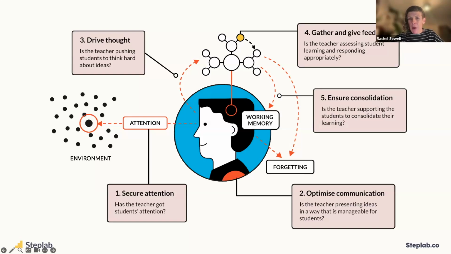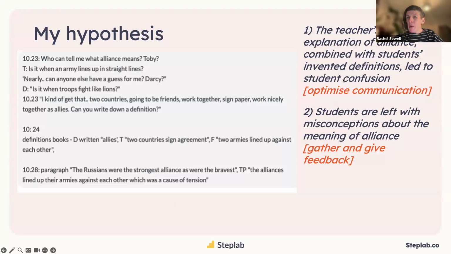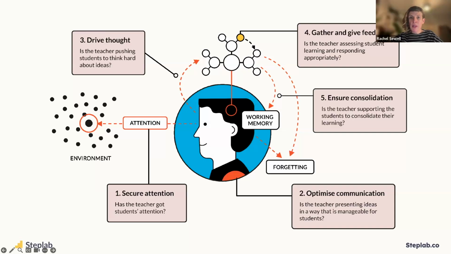So to go back to those hypotheses that I was thinking about, do I work first of all on optimizing communication and making sure that students hear really clear, accurate explanations? Or do I work on gathering and giving feedback? Well, I can use this model to help me decide, because I can see that actually there is literally no point working on supporting a teacher to gather and give feedback if communication hasn't been optimized. So if explanations aren't clear, it's definitely going to be here where I start with my coachee.